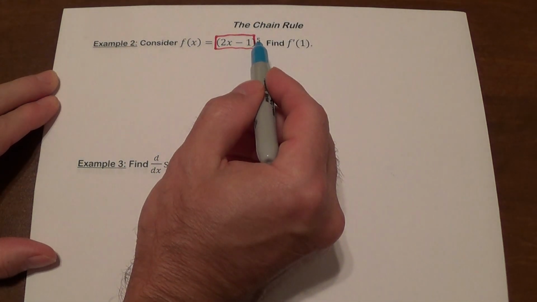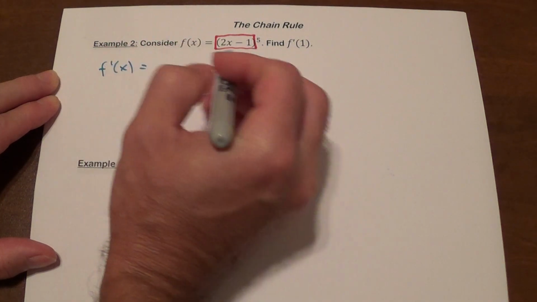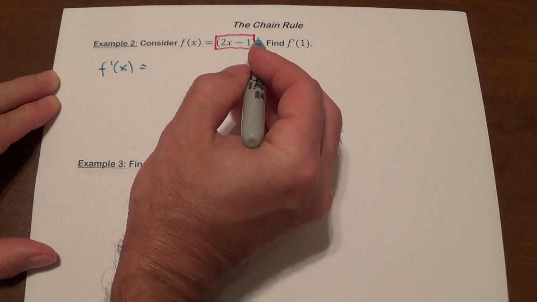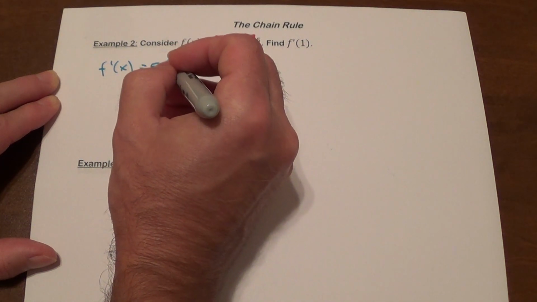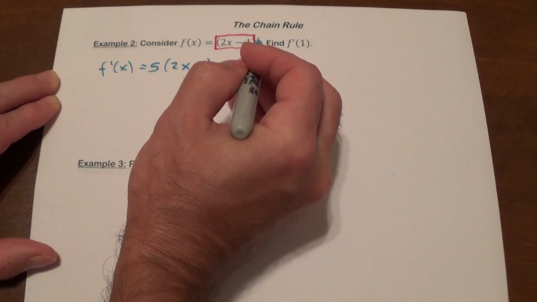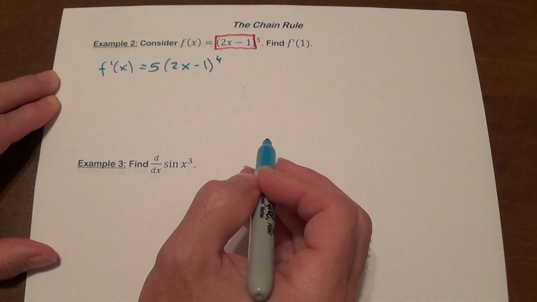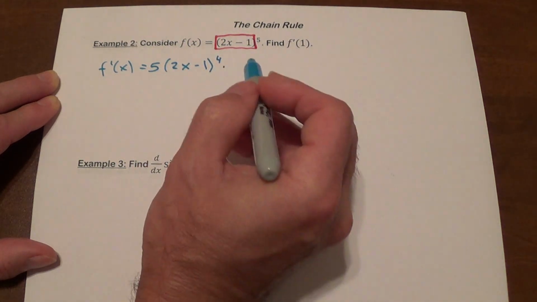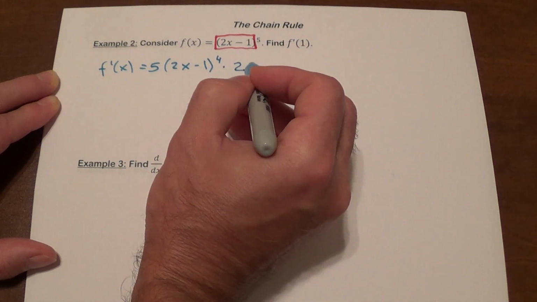We know how to find the derivative of power functions. So f prime of x is going to be, to find the derivative of a power function, the 5 is going to go in front. We're keeping what we have, that's not going to change, and we drop the power by 1, which is going to give us the 4th power. Times, now we have to find the derivative of 2x minus 1, which is 2.